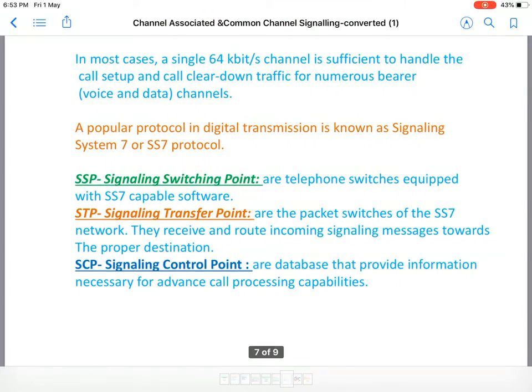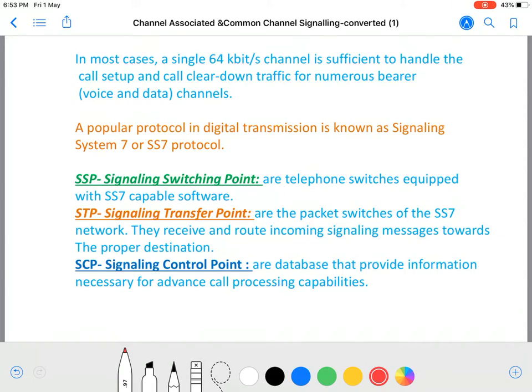In most cases, a single 64 kbps channel is sufficient to handle the call setup and call teardown traffic for numerous bearer channels. Thousands of calls can be handled by the common channel signaling method, voice and data both. So a single signaling channel can take care of lots of voice and data calls. A popular protocol in digital transmission is known as Signaling System 7 or SS7. So SS7 is a popular protocol in CCS.